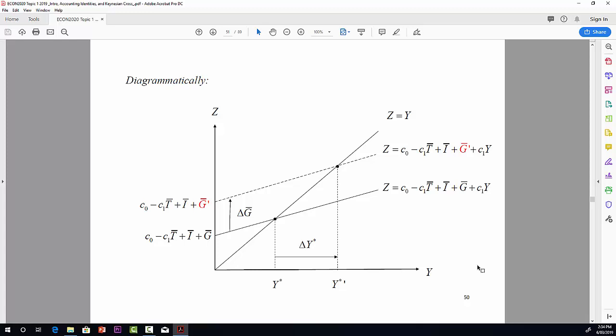You start with z is equal to y, and then you plug in z is equal to C plus I plus G, and then you plug in your components for C and for I and G, and you get one equation in Y, and you solve that equation for Y. That gives you your Y star. So that's your starting point for that assignment.